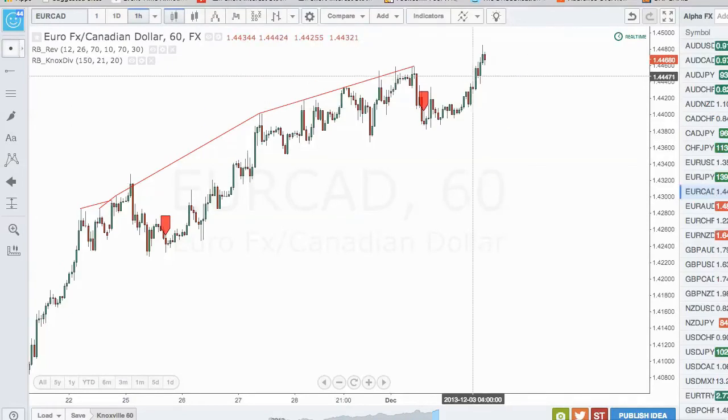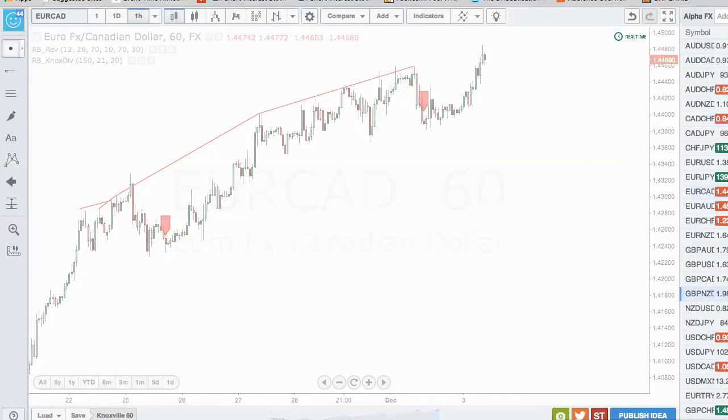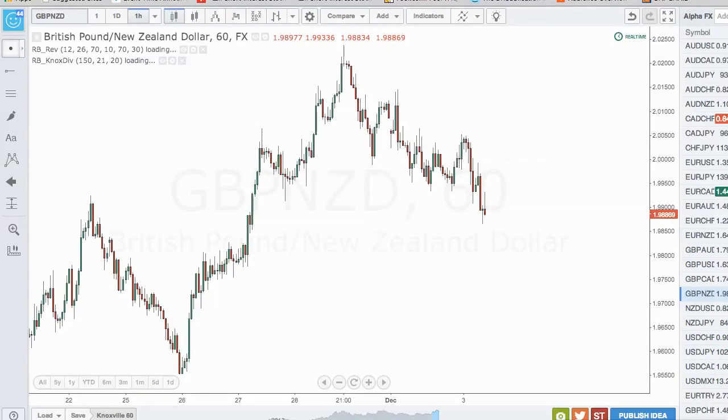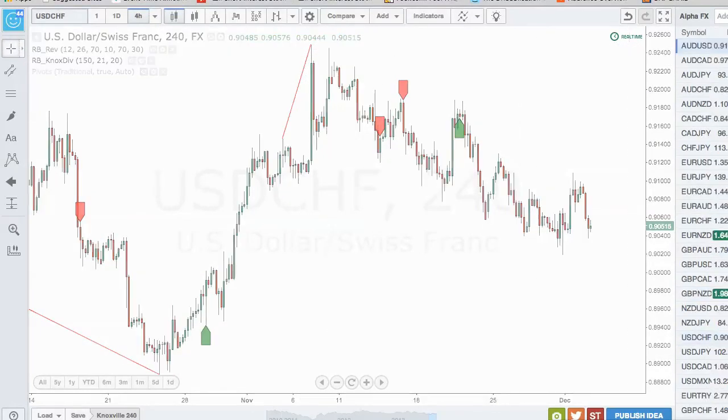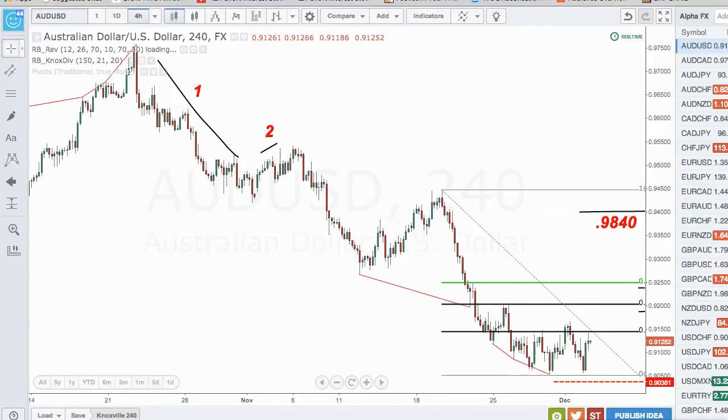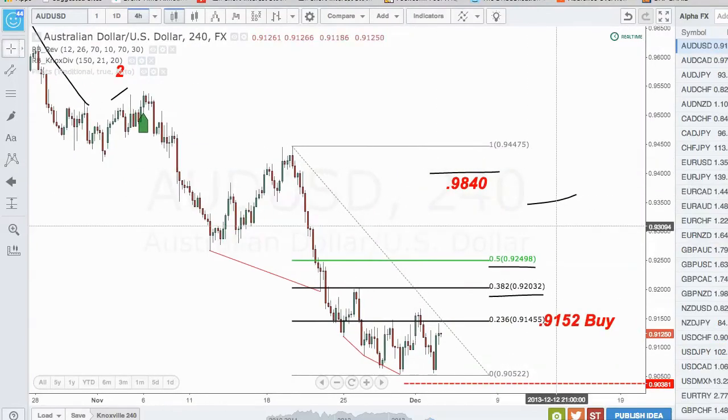The Euro Canadian dollar is no longer a trade because it's blown through the divergence. And the British pound New Zealand dollar is not a trade either. So we're really low on trades on the 15-minute and the 1 hour charts. What about the 4 hour charts? We've been looking at these for a while.